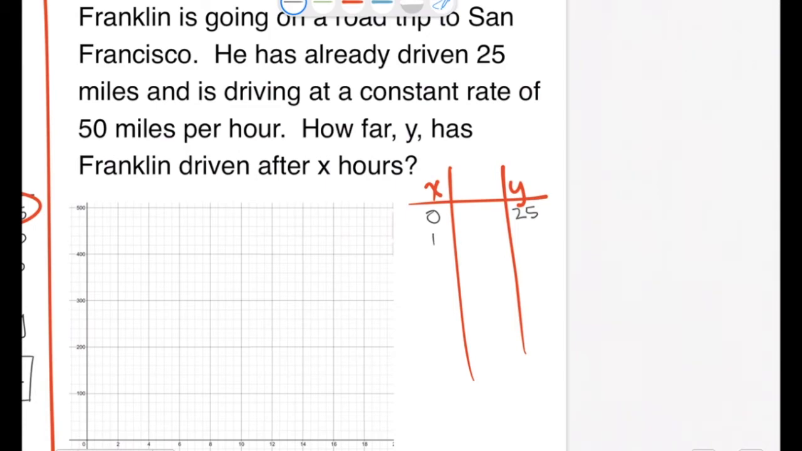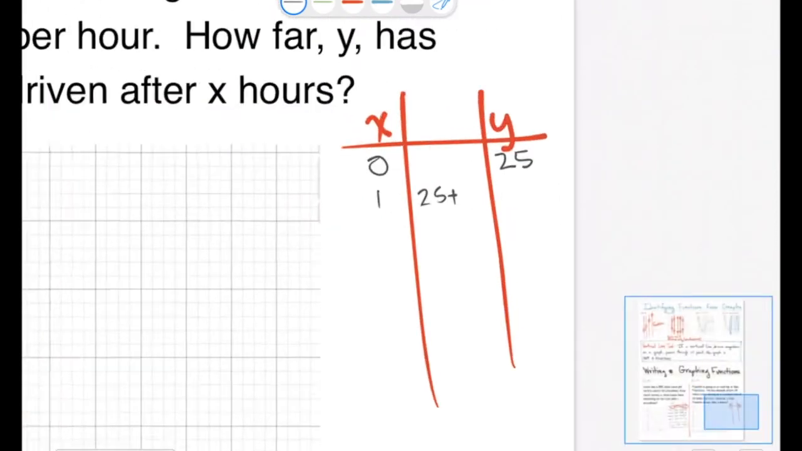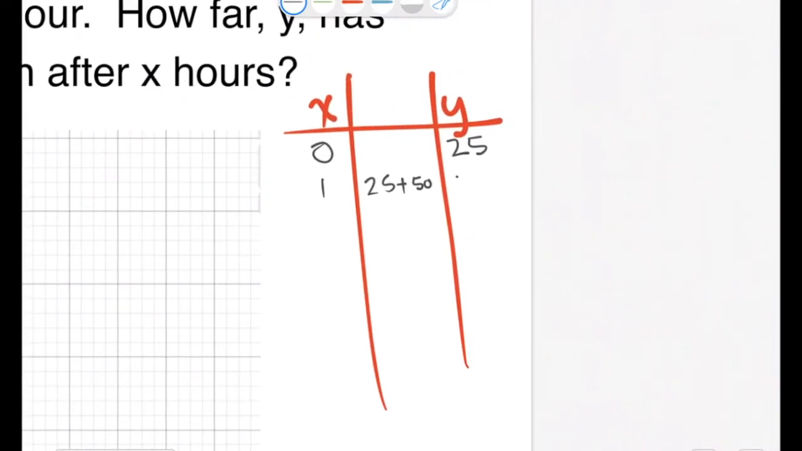After 1 hour, Franklin will have driven, he started off with 25, and then he's going to drive 50 miles more, so plus 50, for a total of 75. Let's say after 5 hours, it's going to be 25 plus 50 times 5. So 25 plus 250 is 275. Let's say 10 hours. After 10 hours, he's going to have driven the 25 that he started with, plus another 500. How'd you get that? 50 times 10. So then he'd have 525 miles total.